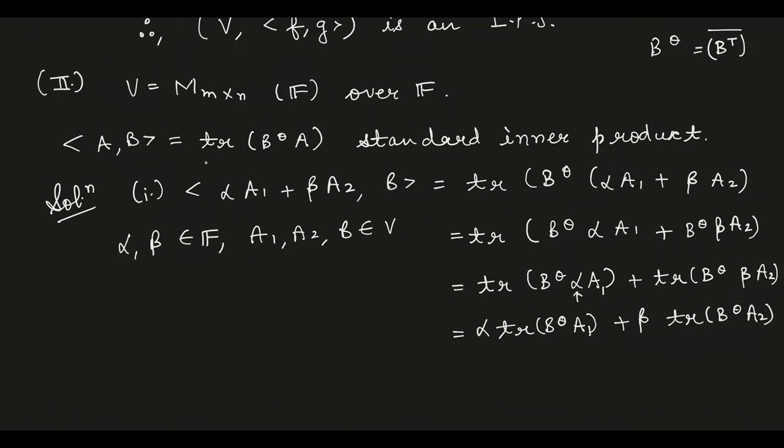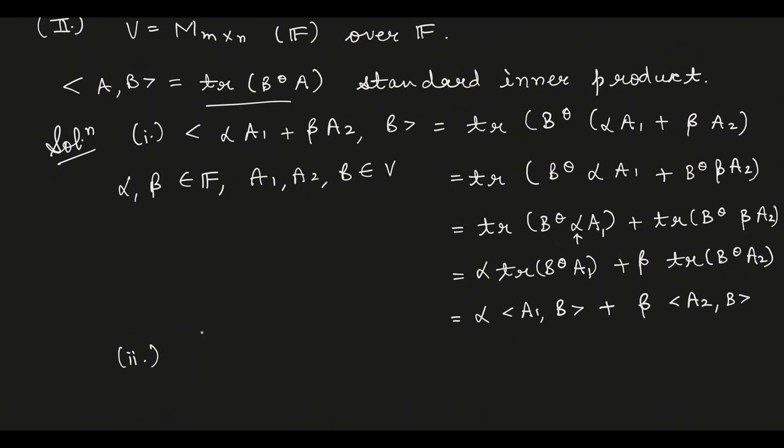Again apply the definition of inner product. This will be alpha inner product of a1 with b plus beta inner product of a2 with b. So first property is verified. Now second property. I need to verify inner product of a comma b is equal to inner product of b comma a conjugate.